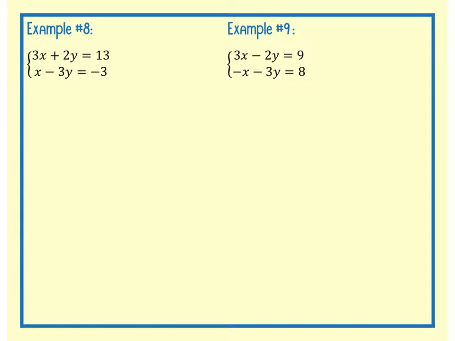Okay, number 8. I'll do this one with you guys. So I'm going to choose to solve this bottom one for x because the coefficient in front of x was 1. So my first step would be to add 3y to the other side.